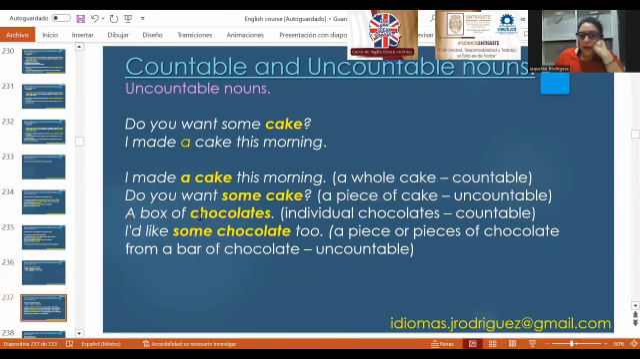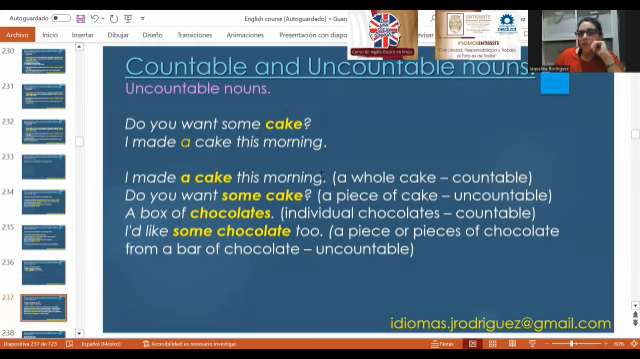If I say a box of chocolates, son una caja con chocolatitos, ¿no? Son individuales, chocolatitos individuales. Me refiero a un countable noun. If I say I'd like some chocolate too, that means a piece or pieces of chocolate from a bar of chocolate. Uncountable. Okay? What does that mean? Okay, in Spanish. Because I think it sounds a little bit confusing.